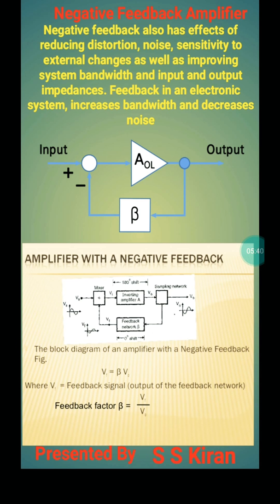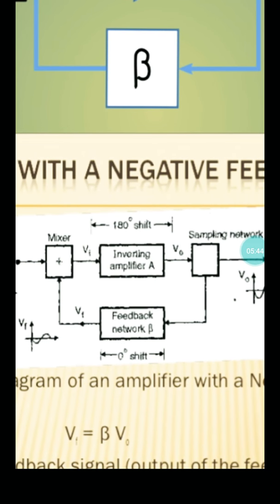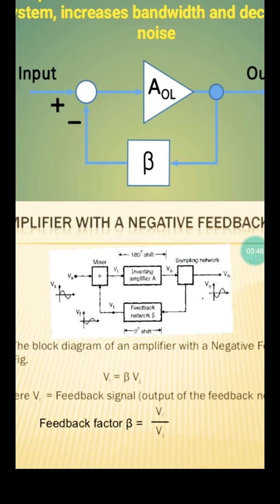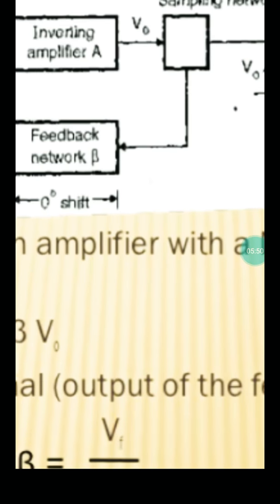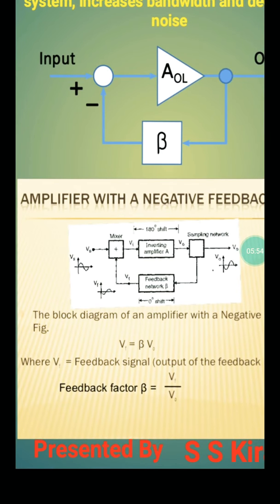This is the diagram of the feedback amplifier: mixer, inverting amplifier, sampling network, and feedback network. The feedback factor beta is equal to the feedback voltage VF by the output voltage V naught.